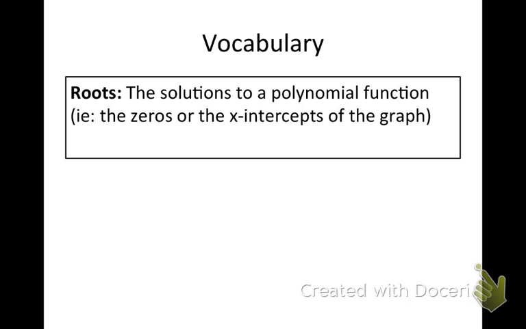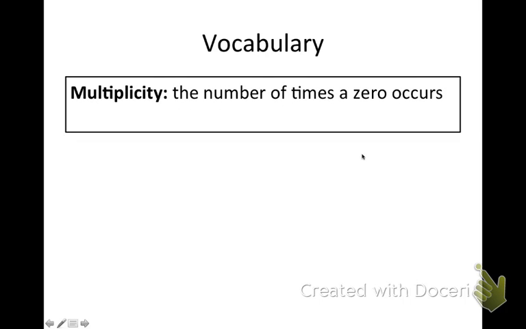Now, sometimes you have roots that occur more than once. And we kind of touched on this back when we were graphing, but I want to touch on it again. We use that word multiplicity. So if something is occurring more than once, it's going to have a multiplicity of whatever number it would be. So if you see or write the word multiplicity, what you are stating is the number of times a zero occurs.